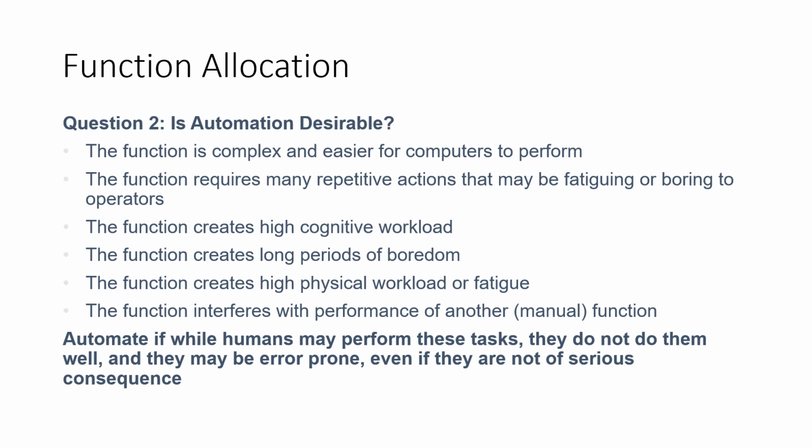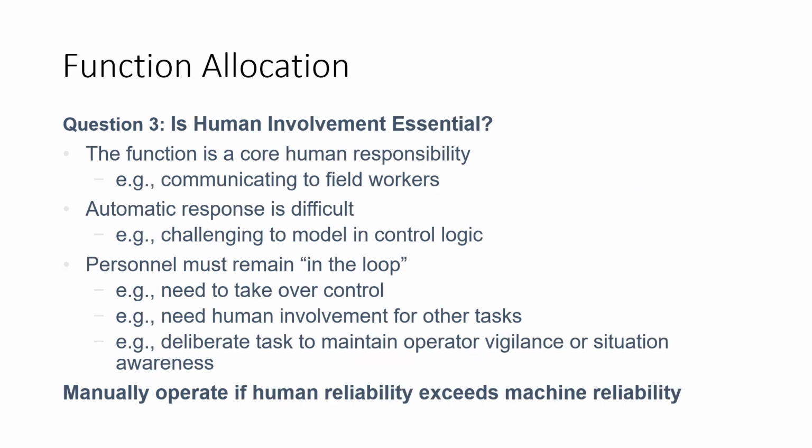High physical workload or fatigue. This is specifically something we consider with industrial and some of the more labor-intensive jobs. Or if the function interferes with performance of another function that has to be manually performed. So automate if while humans may perform these tasks, they do not do them well and may be error prone, even if they are not of serious consequence.